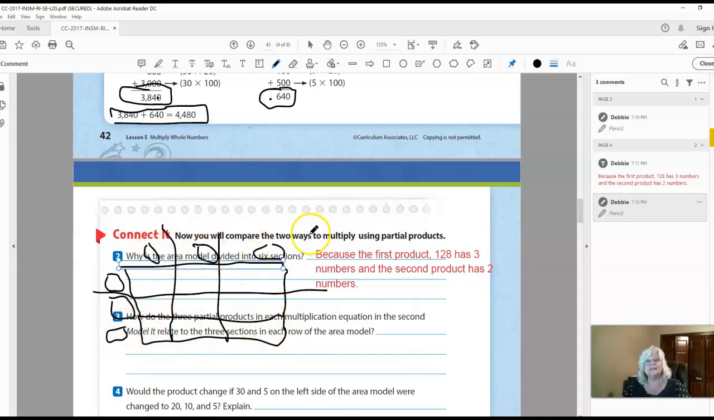So however many digits you have in the first number and however many digits you have in the second number, we multiply those together. That's how many boxes we would have.